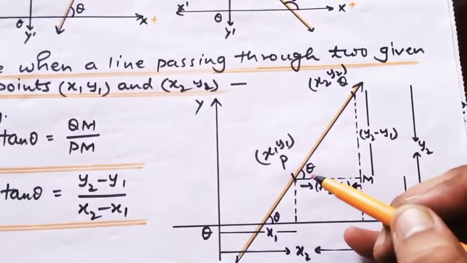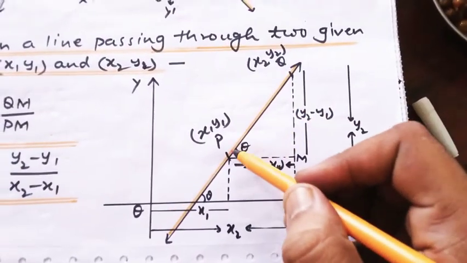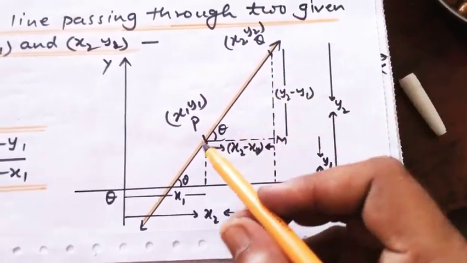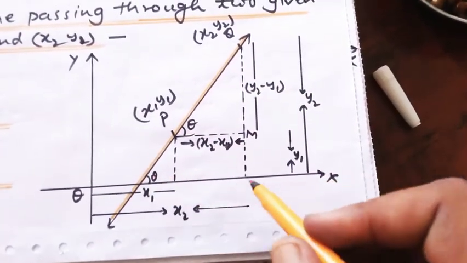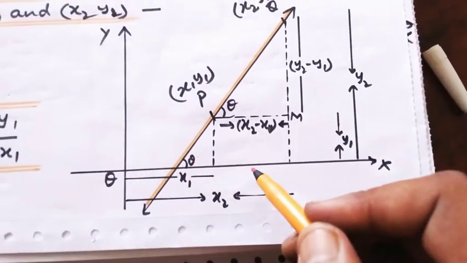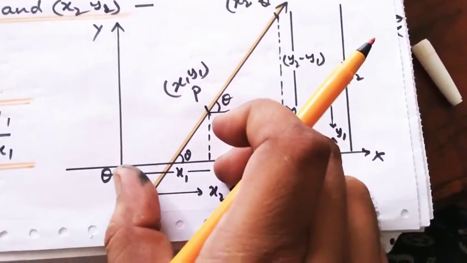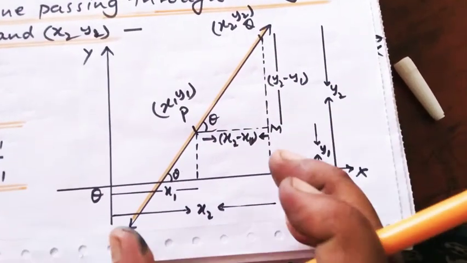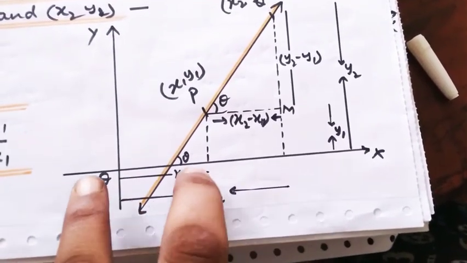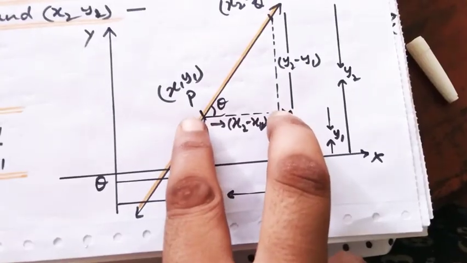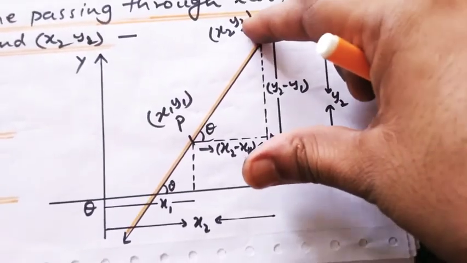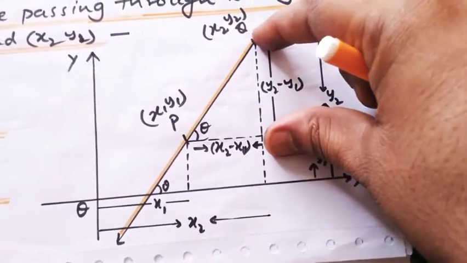If two points are given on a line, see that here the two points are given, x1 y1 and x2 y2, which are the coordinates of P and Q. Suppose that this line makes an angle theta with the positive x-axis. Then this distance is x1, this distance is x2, and x2 minus x1 is PM. This height is y1 and this height is y2. Therefore, this is y2 minus y1.